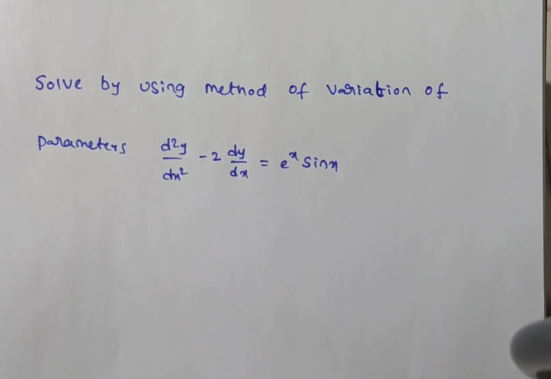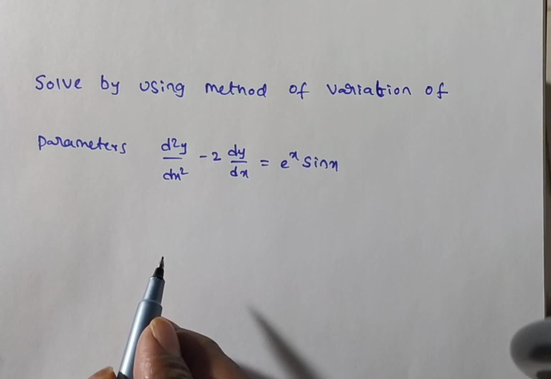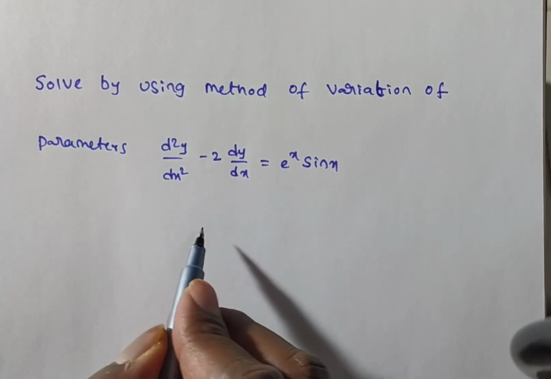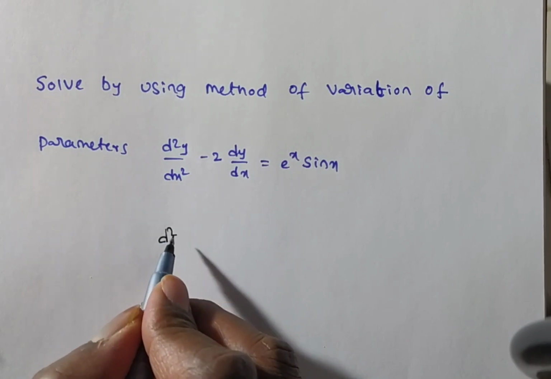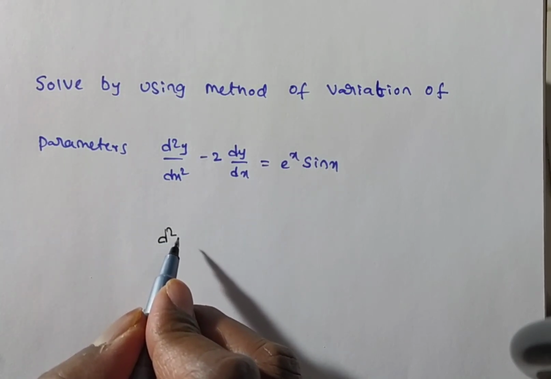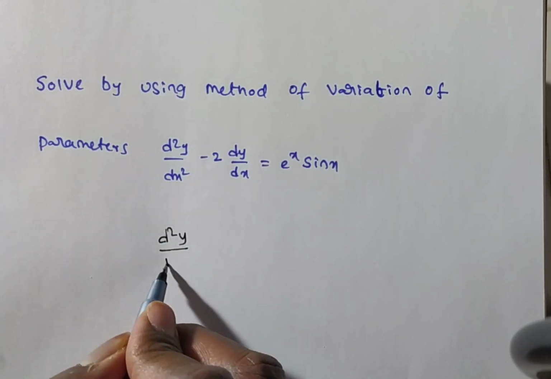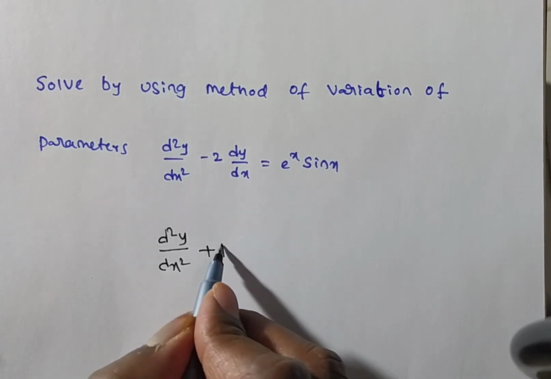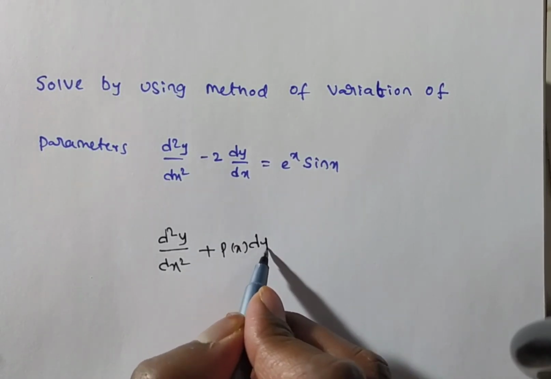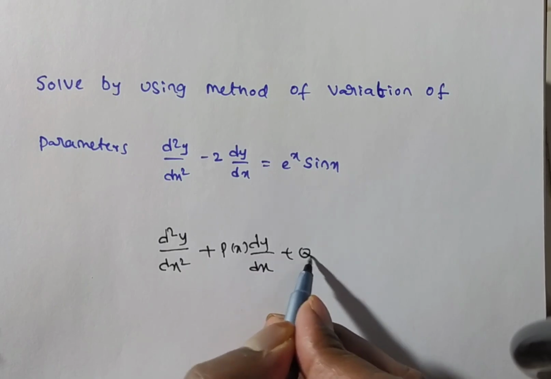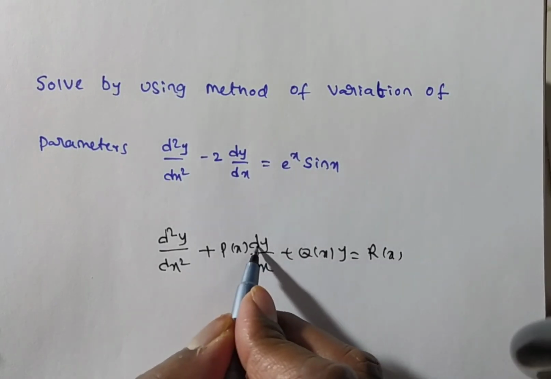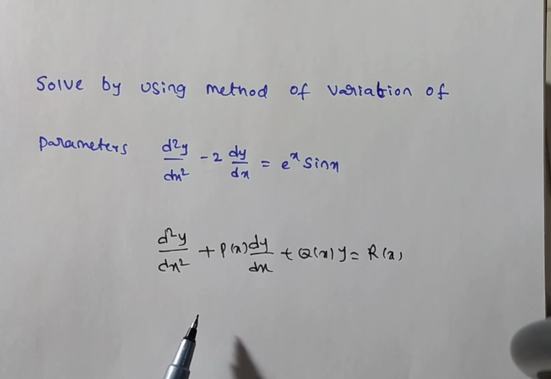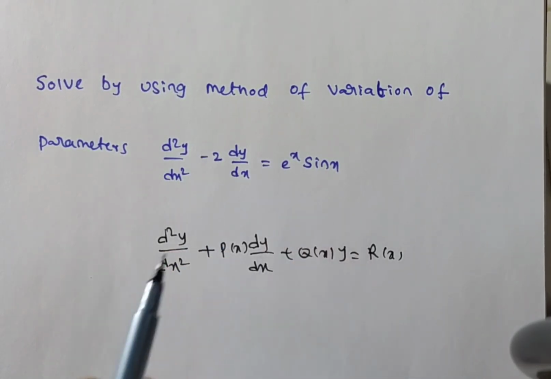First we have to compare the given differential equation with the standard form. That is, we have to write it in the standard form. The standard form of a second order differential equation is d²y/dx² + p(x) dy/dx + q(x) y = r(x). This is the standard form for the method of variation of parameters.